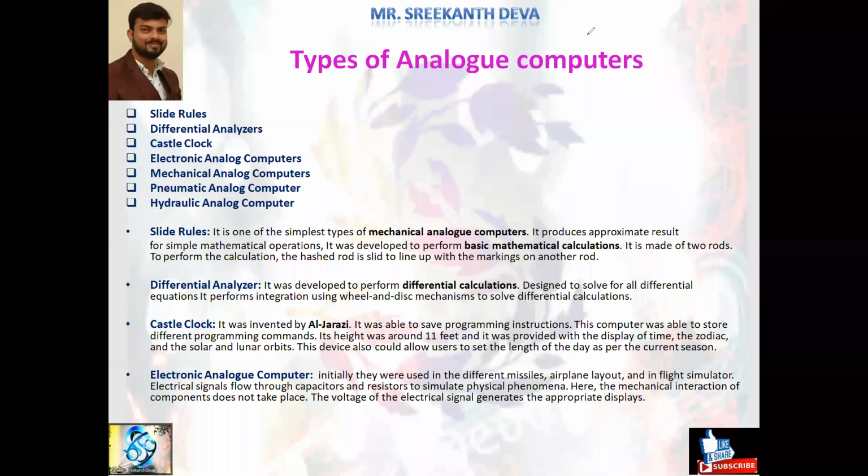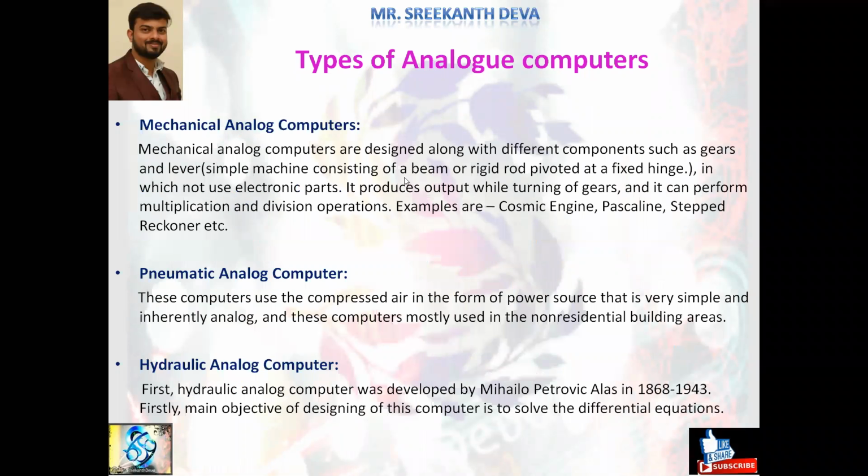See, there are some more types also: mechanical, pneumatic and hydraulic. Coming to mechanical analog computers, observe here, these computers are designed with different components such as gears and levers. A lever is nothing but a simple machine consisting of a beam or rigid rod pivoted at a fixed hinge, which does not use electronic parts. It produces output by turning gears, and it can perform multiplication and division operations, like the cosmic engine, Pascaline, and stepped reckoner. These are all examples of what?